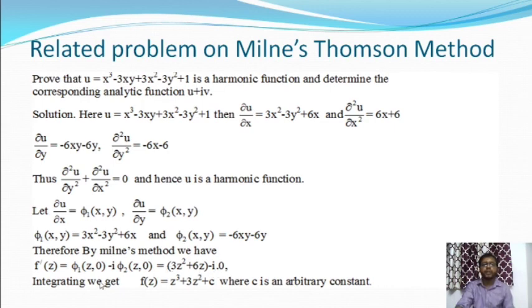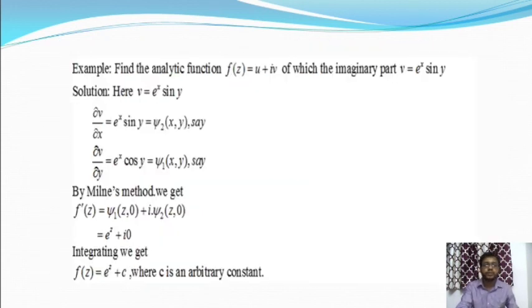Okay, so now integrating on both sides, we get f of z is equal to, so integration of 3z square is z cube, integration of 6z is 3z square, plus c, where c is an arbitrary constant. Okay, next we are going to talk about the second problem.